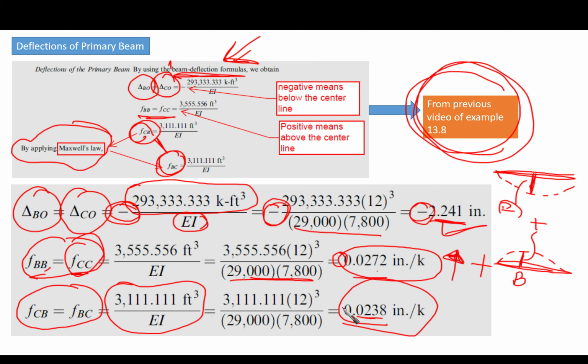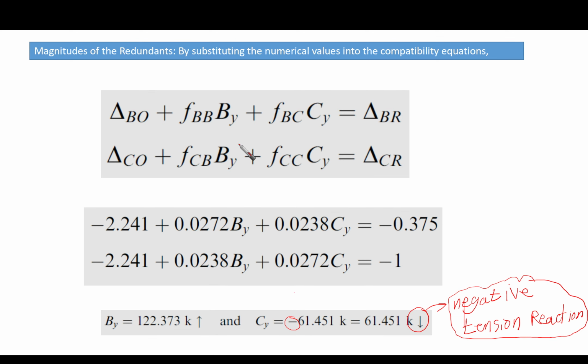Okay. Now let's go to the next slide. So now the magnitudes of the redundants, which are CY and BY, we are going to obtain by substituting the numerical values into the Compatibility equations.